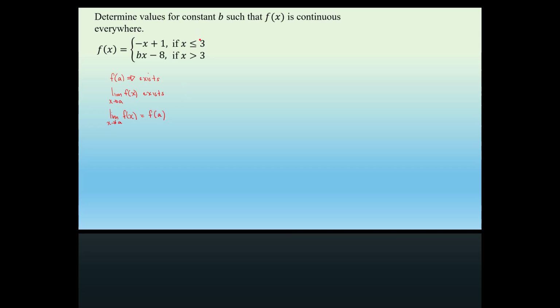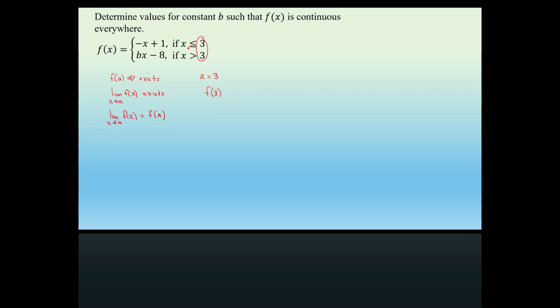So we'll take note here that this is a piecewise function. The first piece is a polynomial, it's continuous everywhere. The second piece is a polynomial, it will be continuous everywhere. The only place we need to check is where they meet, which would be x equal to 3, or x approaching 3 from the left or from the right. So first things first, I'm going to go ahead and say let a be 3. Now I need to figure out what is f of 3, or does it exist?